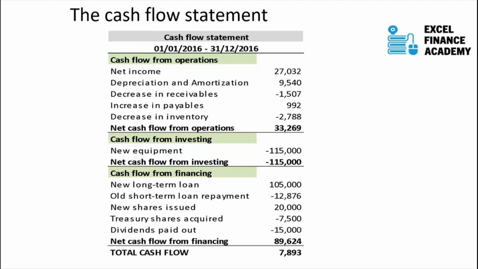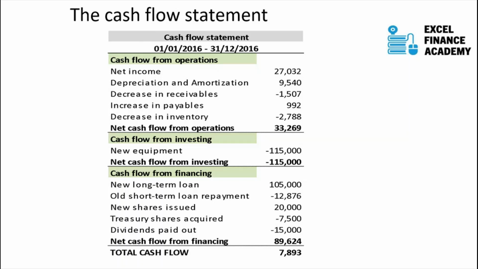So how does it look? Whatever you have in investing, in this case you are investing $115,000. So where does this $115,000 come from? If the business is investing $115,000, where is the money coming from? If you look at the statement, some money comes from operations, 33,000, and the balance comes from financing.